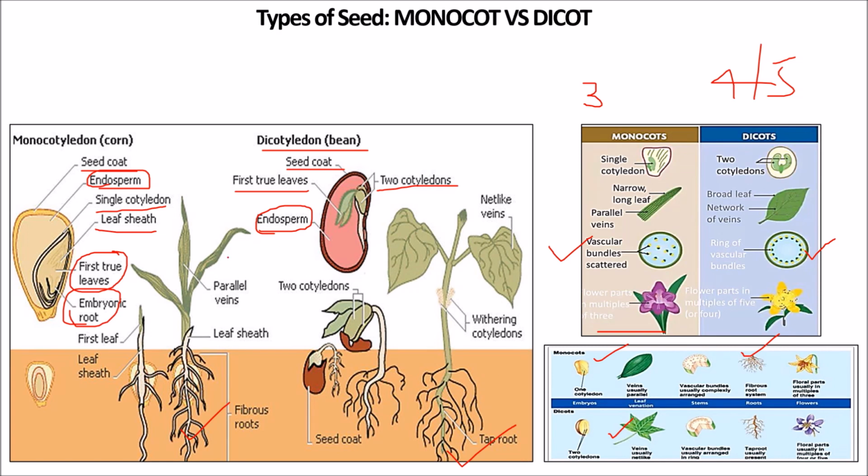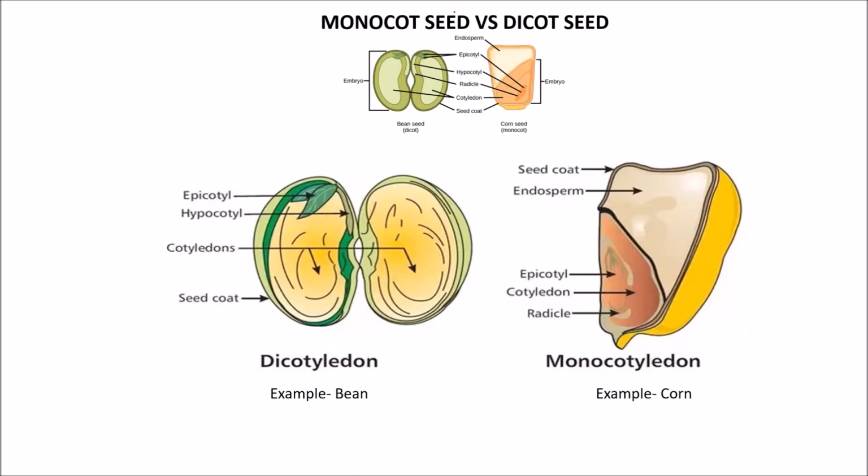This we have talked about: parallel veins and the net-like veins or the reticulate veins, all we have done. Leaf sheath is prevalent in this case, not seen in the dicot. This is how it goes. Now, if you're going to detail about it, just remember the things we have picked from there.